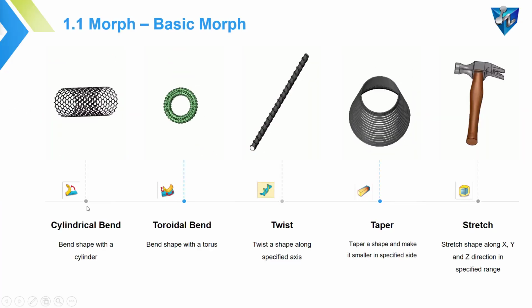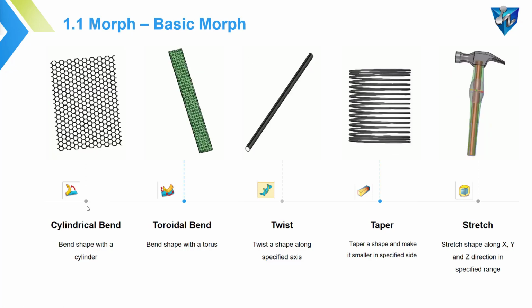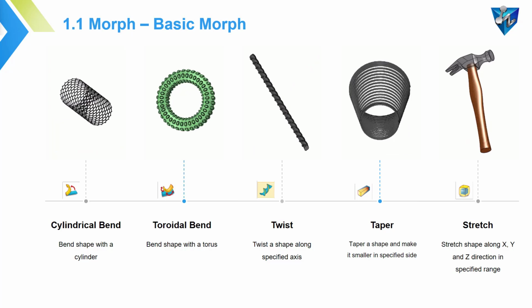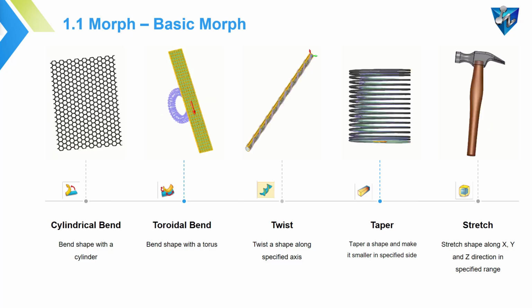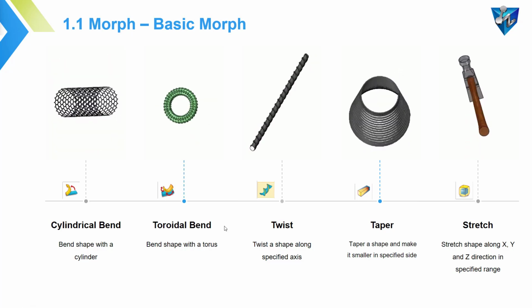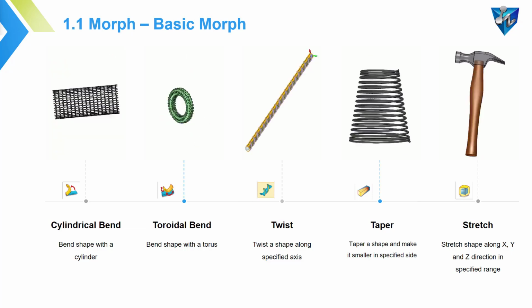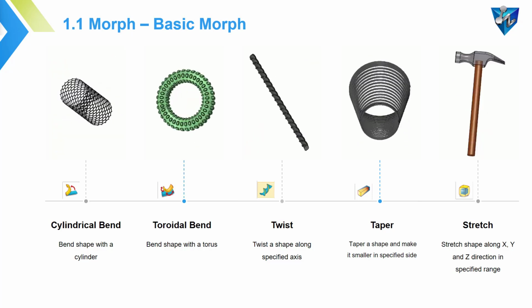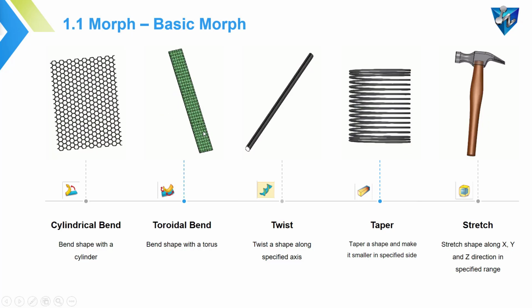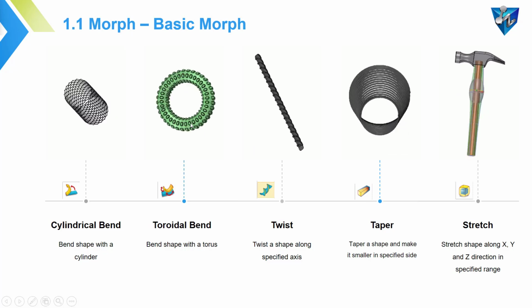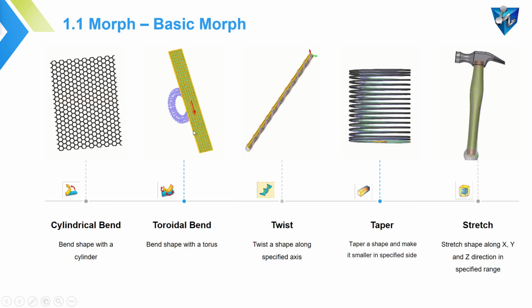In this page, let me show you some basic morphing tools. First one is cylindrical bend. With it, you can bend the shape with a cylinder. And for the second one, it's similar to the first one, but more powerful. It can bend the shape with a torus. Like for the plate, we can bend it in the width direction and then bend it in the length direction.